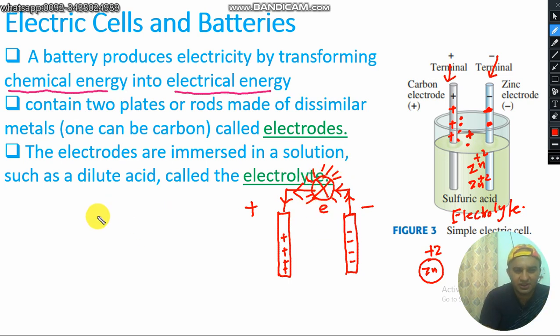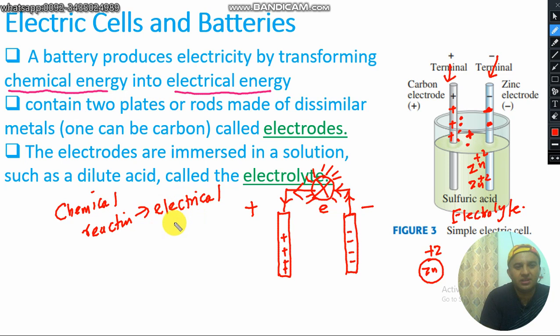So basically this is the chemical reaction. The chemical reaction in the battery is converted into electrical energy. Chemical energy is converted into electrical energy in the battery.